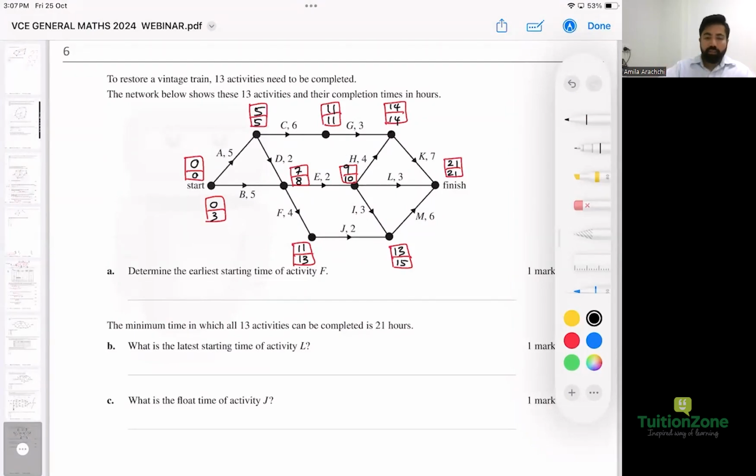All right, let's see now. Just type the answers if you know them. So part A, determine the earliest starting time for F. What's the EST for F? Just put the answer. You can see them in the diagram anyway. I'll see some answers before I write the answer. Type it in.